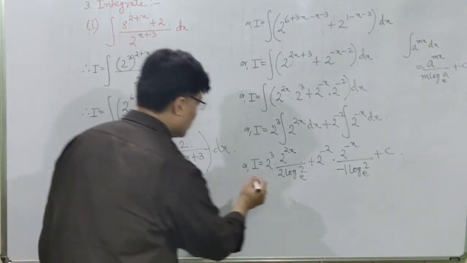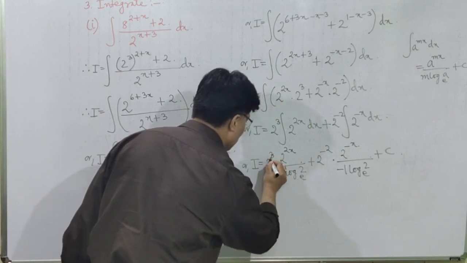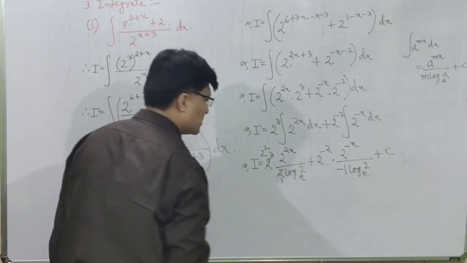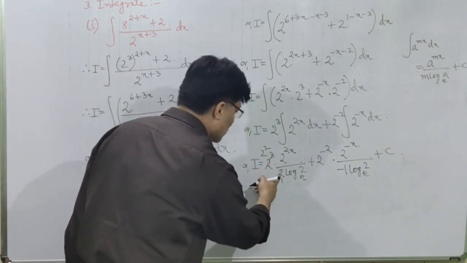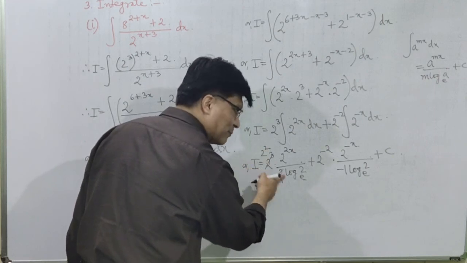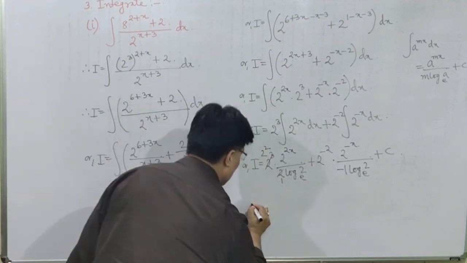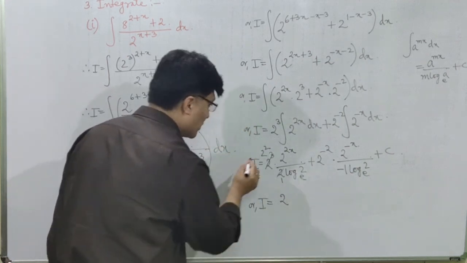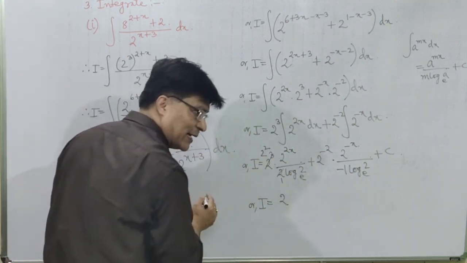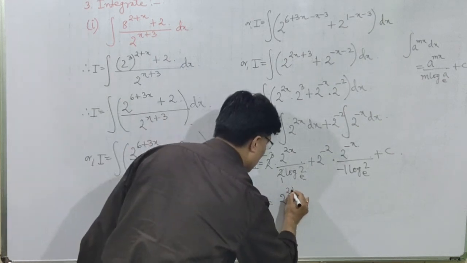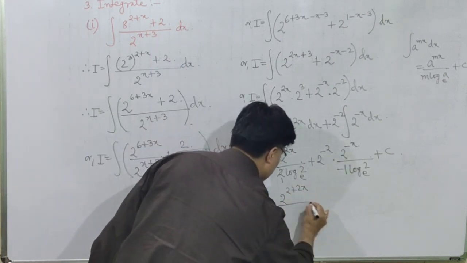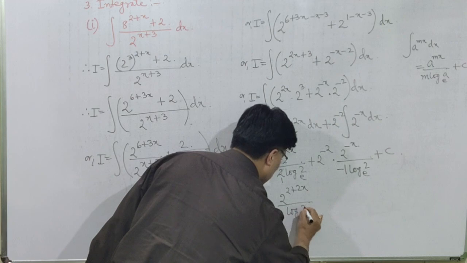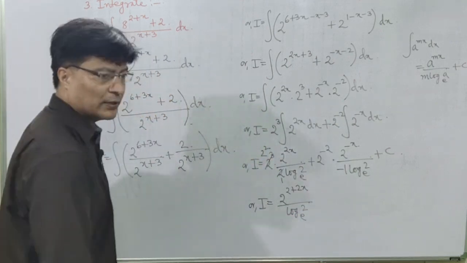Okay. So here you can cancel. 2 ones are 2. 2 square times, this is 8. 8 by 2, 2 fours are 8. Isn't it? Or I is equal, you can write here 2 to the power, if you multiply these two, powers will be added. So it is 2 to the power 2 plus 2x divided by, this is log 2 base e, right?